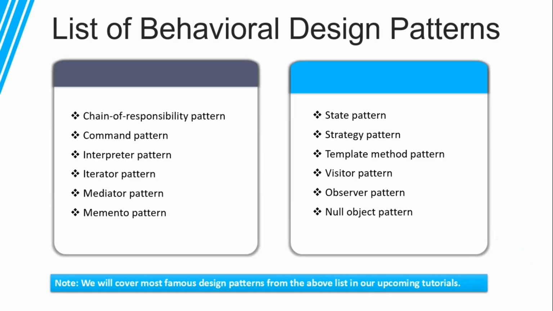The list of behavioral design patterns are chain of responsibility, command pattern, interpreter, iterator, mediator, memento, state, strategy, template, visitor, observer, null object pattern, and others. There are some other behavioral design patterns also available, you can find them on Wikipedia as well. But from this list we are going to cover most of the patterns in the upcoming videos, so stay tuned.